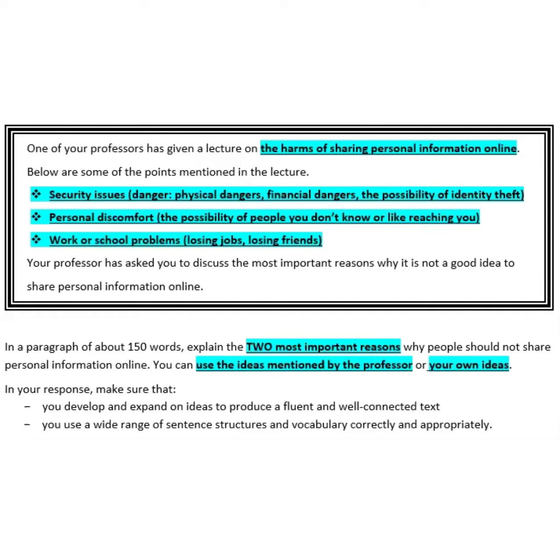You're actually lucky at this point. If you can't find anything, you are free to use the ideas given to you. Now, let's look at the instructions. It says, explain two most important reasons why people shouldn't share personal information online. This is also significant because you shouldn't write more than 2 reasons.